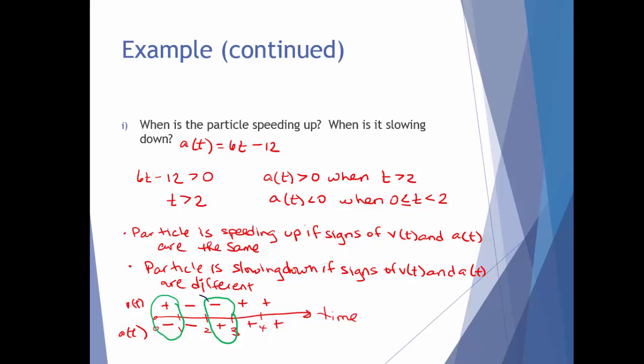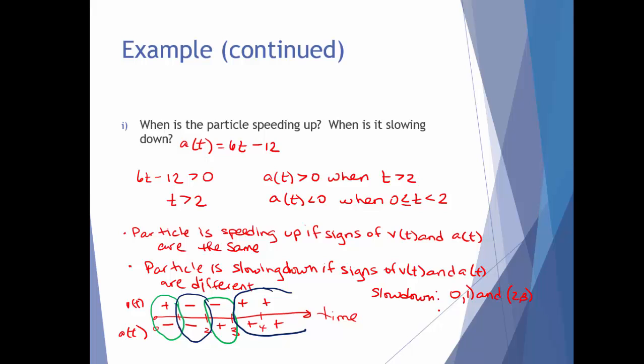However, between 1 second and 2 seconds, and then again from 3 seconds on, the signs of velocity and acceleration are the same. They agree. So in those time intervals, I expect my particle to be speeding up. So let's write that down. My particle is slowing down from 0 to 1 and 2 to 3. Again, we don't include the 1, 2, and 3 because your particle is at rest at 1 and at 3, and at 2 it's switching signs on its acceleration.